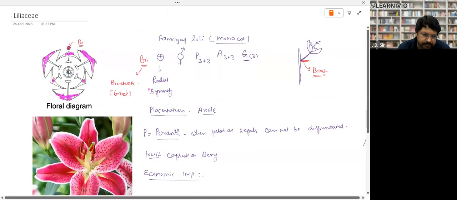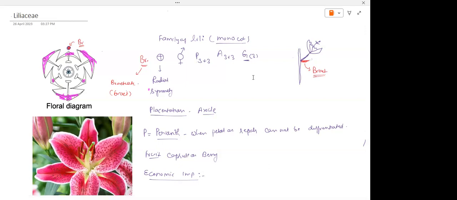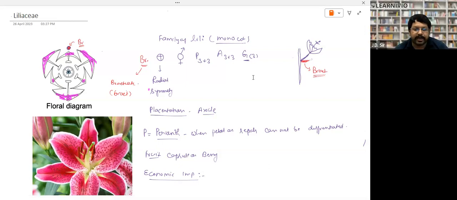Look, the flower has a bract. What is a bract? I have explained here. Remember, Martin, what is a bract? Yes, sir, at the base of the flower, where the flower originates, there is a small leaf-like structure.